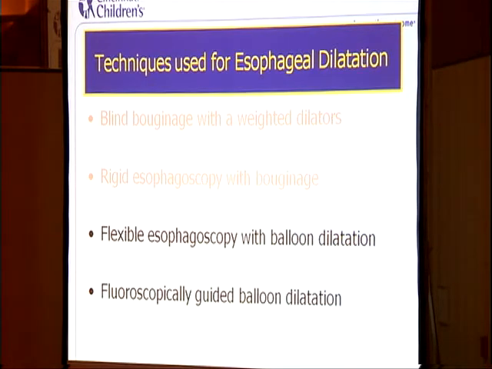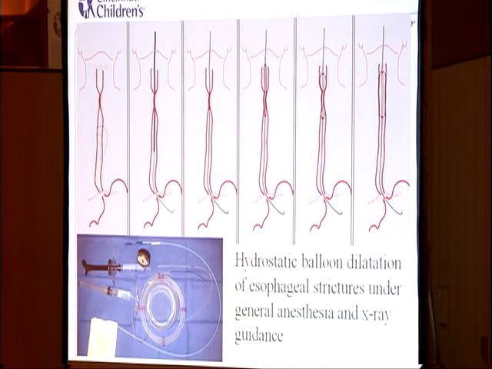So the technique is very straightforward, and we put them under anesthesia, we put a small, tiny tube through the mouth, past the stricture with a little guide wire, and then we put the balloon catheter over the guide wire and strategically place it at the site of the strictures. And if there's one stricture, we just put it at that site. If there are multiple strictures, we will put it at the other sites as well.